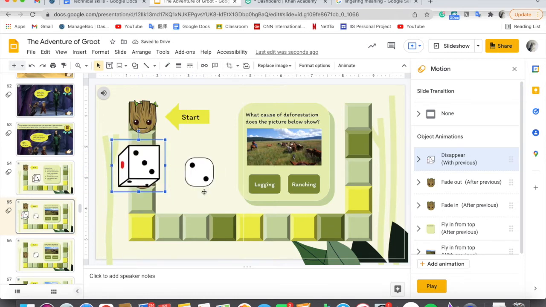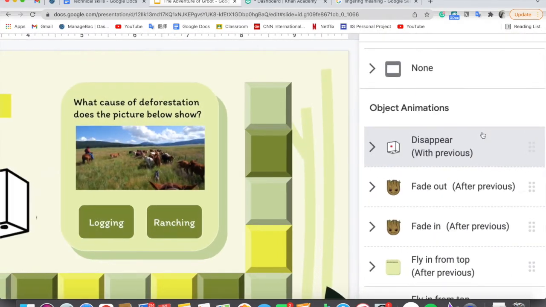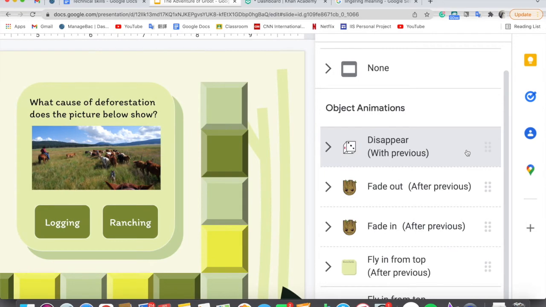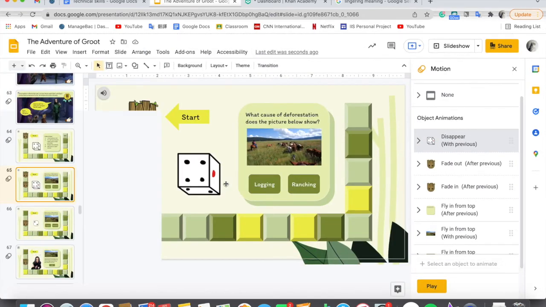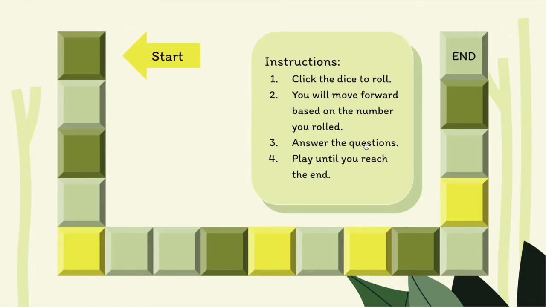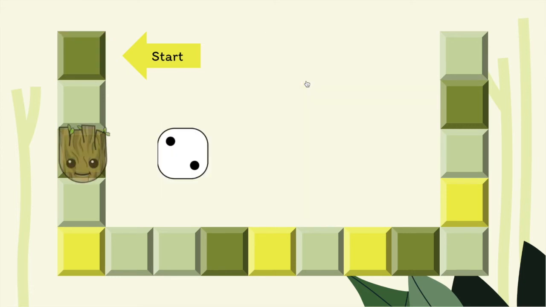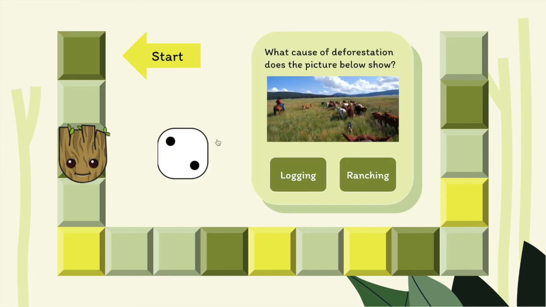I attached a link of the duplicate slide to the rolling dice GIF on the original slide, and then on the duplicate slide, I animated the dice GIF to disappear with previous. So when the player clicks on the rolling dice on the original slide, he goes to the duplicate slide, and then the picture of the dice will reveal as the GIF disappears.